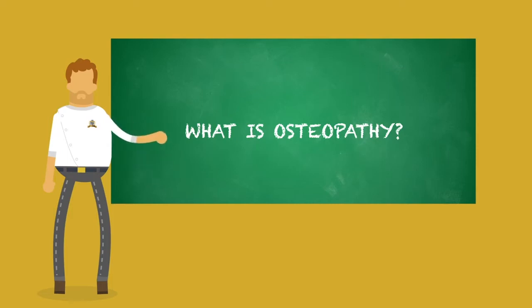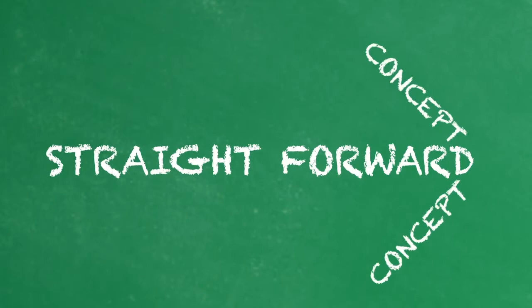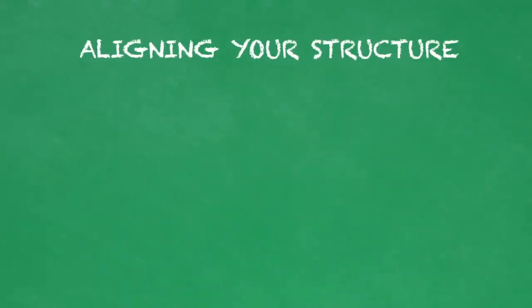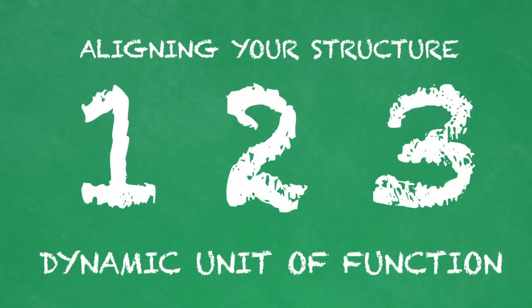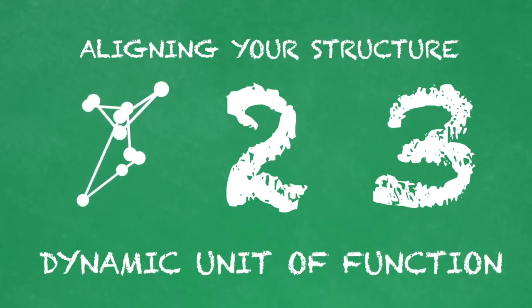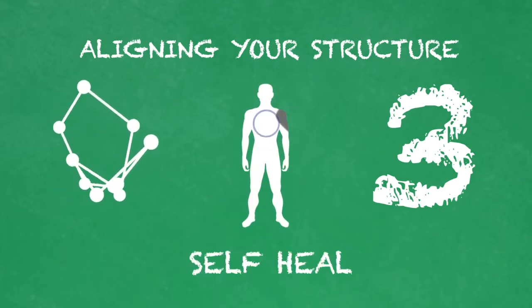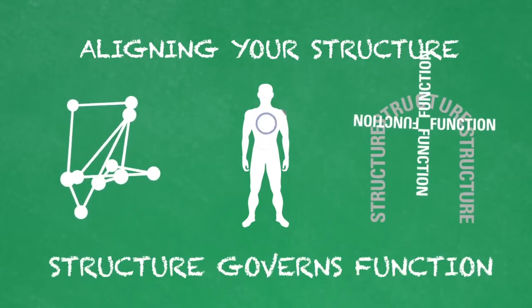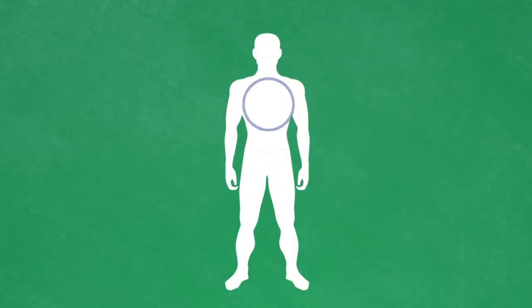What is osteopathy? At its core, osteopathy is a fairly straightforward concept. It is about aligning your structure so the body can heal itself. It involves three main ideas. The body is a dynamic unit of function. That means everything is interconnected. The body is able to self-heal and self-regulate naturally. And structure governs function, meaning the proper alignment of all layers of structure gives the body the ability to function as it was designed to.